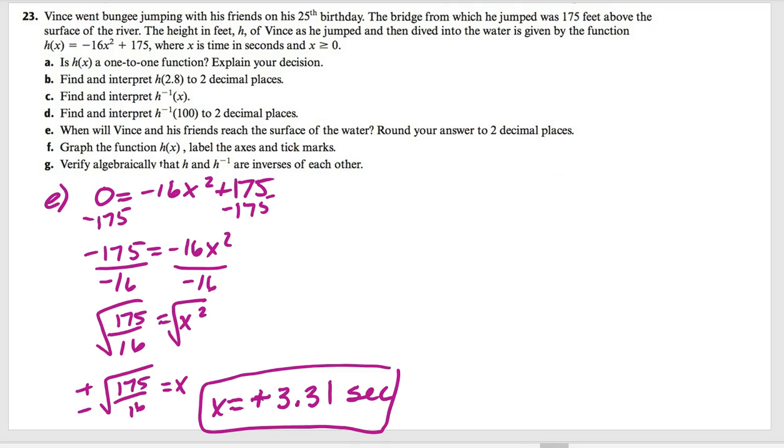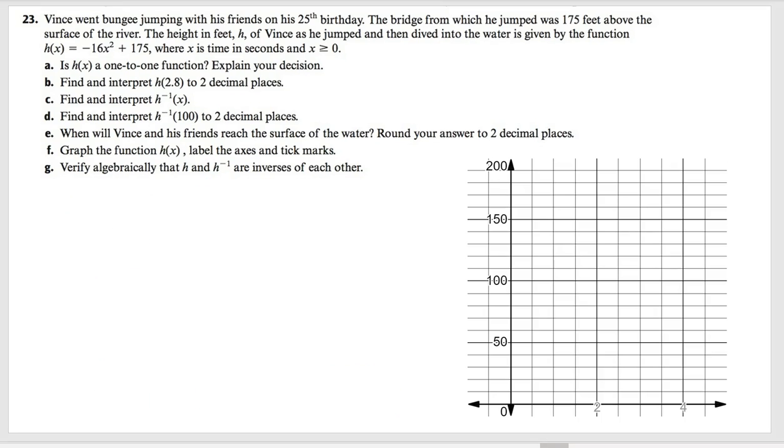Part F asks us to graph the function h of x. So h of x was simply our quadratic. However, we're limiting our domain to x greater than or equal to 0. I know that my roots I just solved, so I had 3.31, so I'm going to go ahead and put that one on here, somewhere in there.